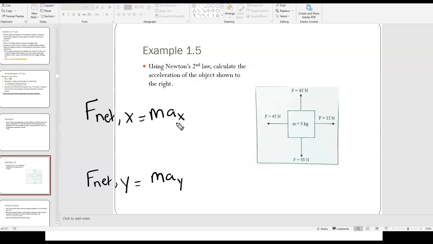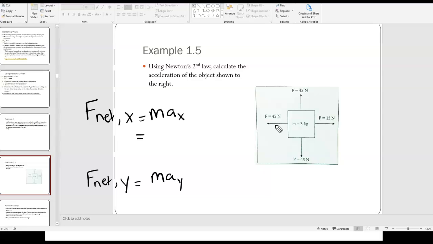When I say ax, I mean the x component of acceleration, and when I say ay, I mean the y component of acceleration. Now step 2 says to figure out whether or not the object is accelerating, but we need to do that in both the x and y directions separately. So let's look at this FBD. I see that for the x forces, I have 15 newtons to the right, I have 45 newtons to the left, and so I know right away that because the forces are not balanced in the x direction, this object is going to accelerate in the x direction.